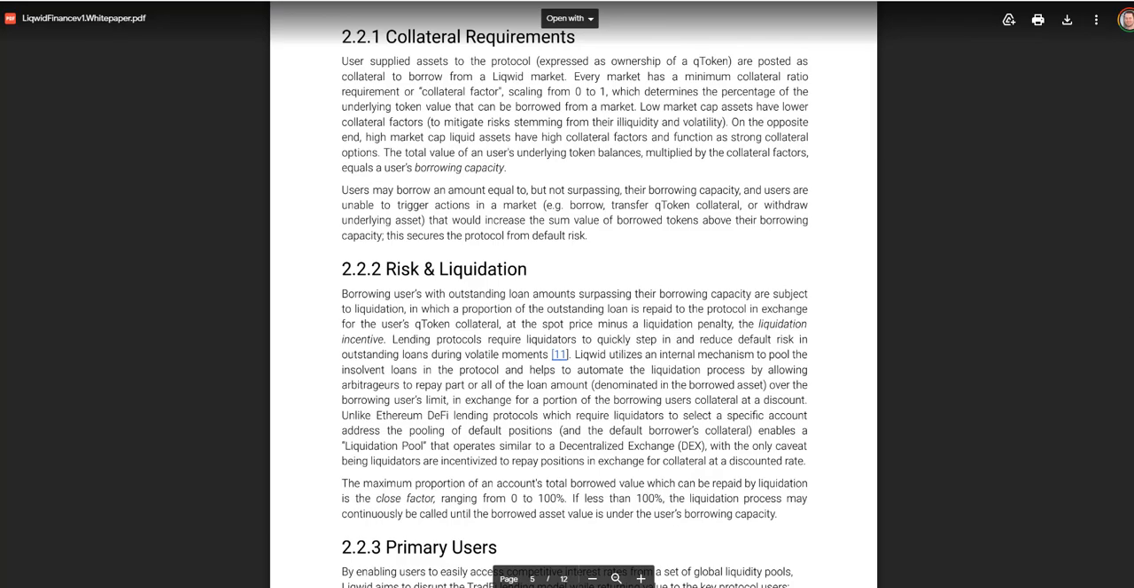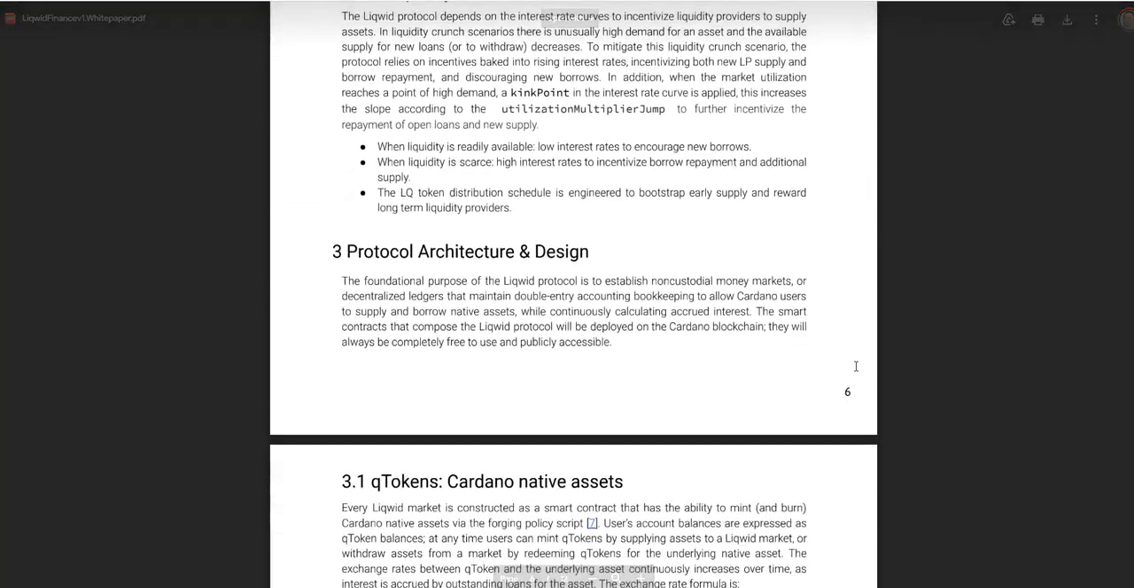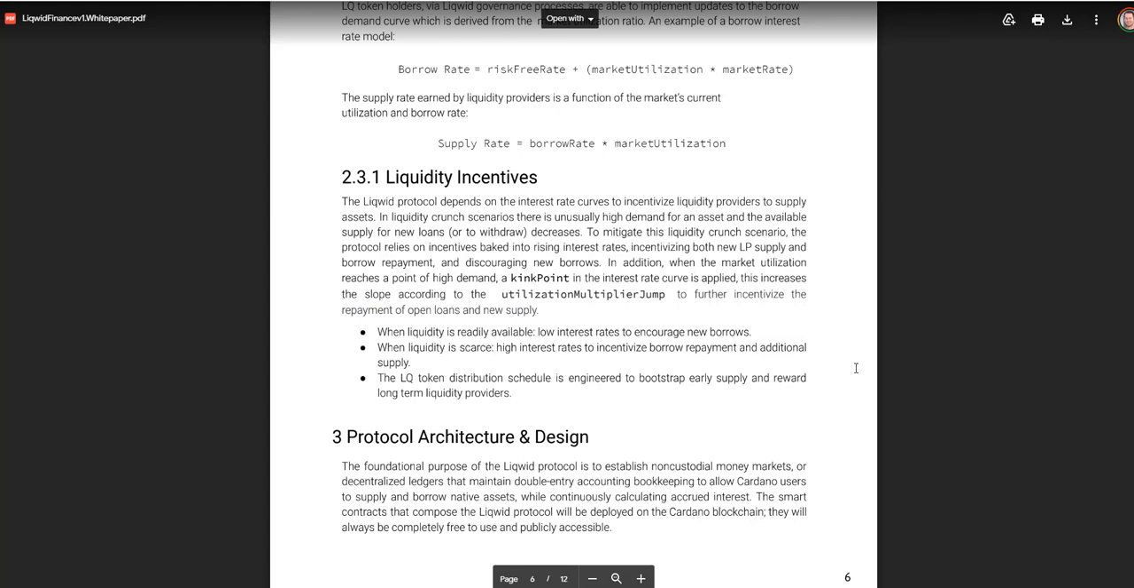They also have risks and liquidation. So if you pass your collateral, they're not just going to liquidate you immediately. You know, Ethereum would probably do that, certain things on an Ethereum network. So liquidation requires the outstanding loan to be repaid at the spot price minus a liquidation penalty. But Liqwid uses an internal mechanism to pool insolvent loans. So they basically have some technology to pool insolvent loans together to help automate the liquidation process.